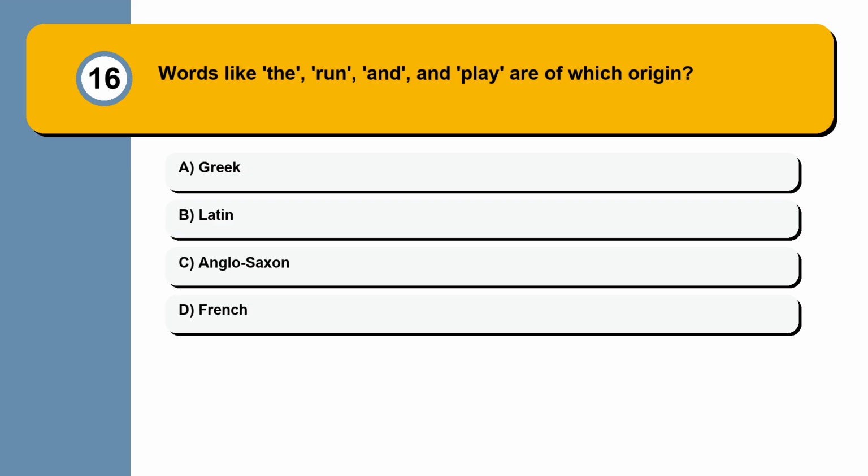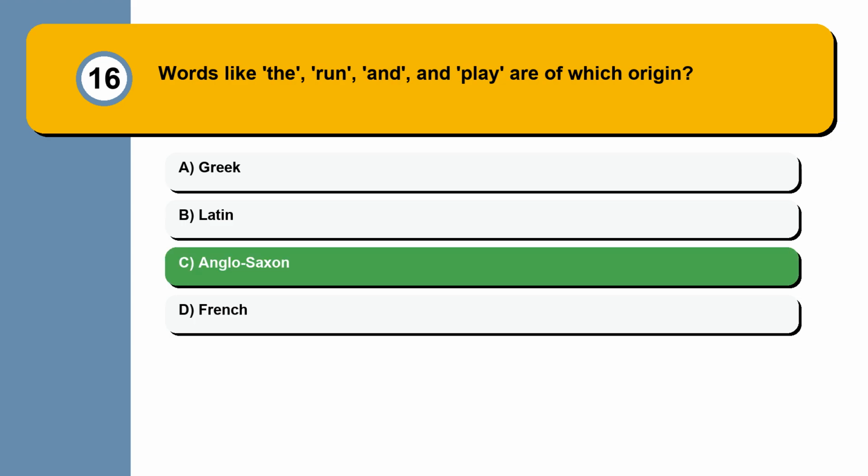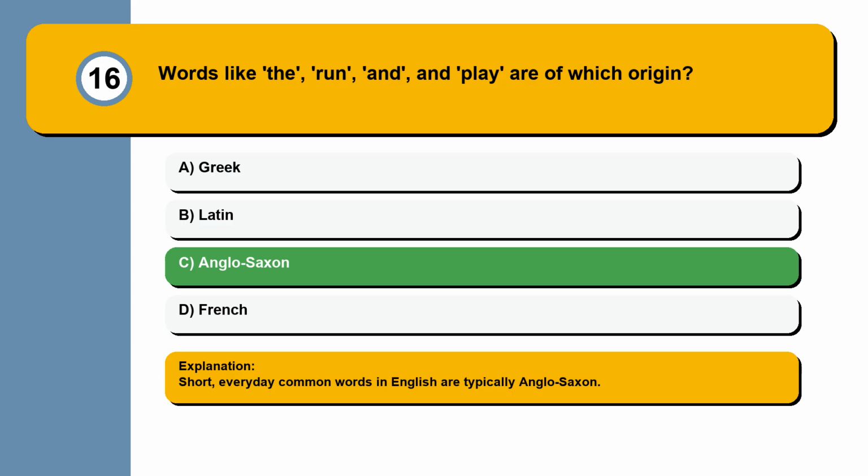Question 16. Words like the, run, and play are of which origin? Greek, Latin, Anglo-Saxon, French. Short, everyday common words in English are typically Anglo-Saxon.